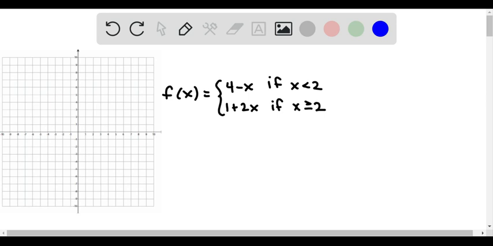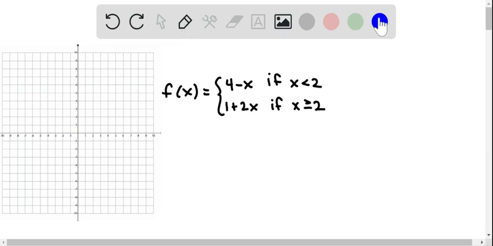Okay, I'm going to show you my preferred method for drawing a piecewise function. So I want to think about what it's going to look like, what each piece would look like individually. So starting with f of x equals 4 minus x, if I was graphing that, it would be a line with a slope of -1 and a y-intercept of 4. So we're going to be graphing just a piece of that line.